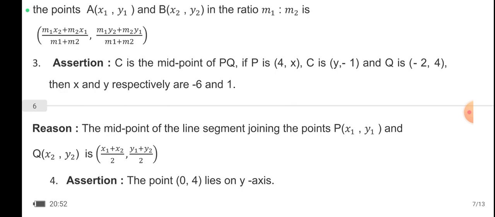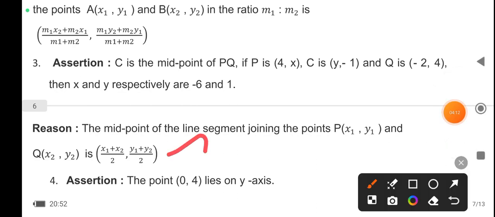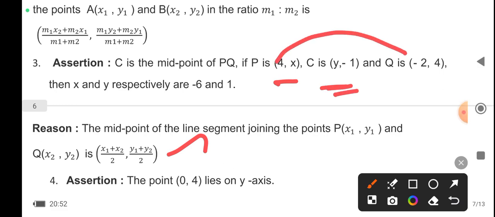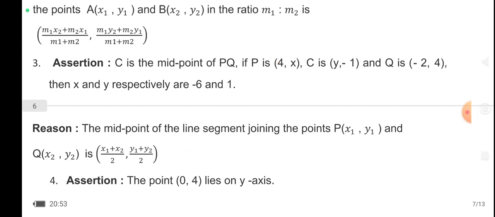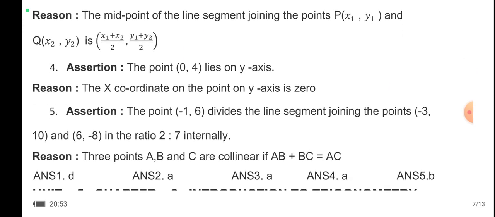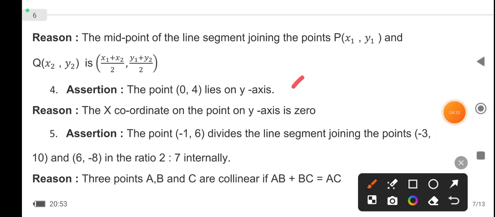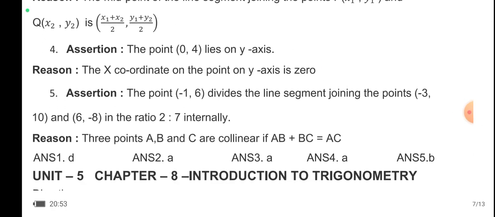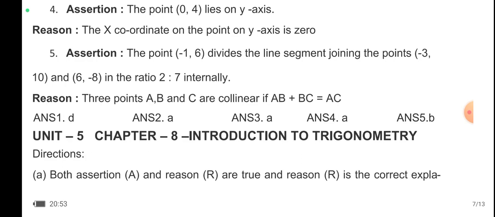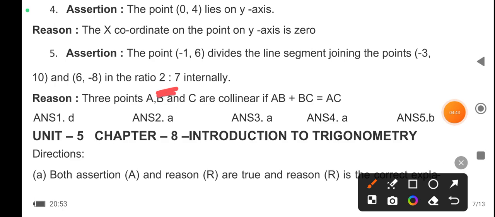Then option 3, the midpoint formula. The formula is correct, yes. Apply the midpoint for P and Q. Check whether you're getting the answer -6 and 1. Question number 4. The point (0, 4) lies on the y-axis. The x-coordinate on the y-axis is 0, like that they're asking. The fifth one is point (-1, 6), whether the ratio is 2:7, correct, like that they're asking.